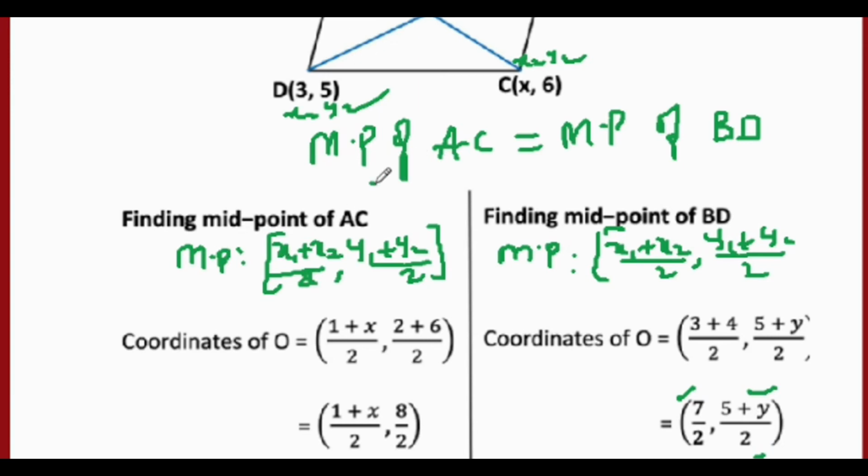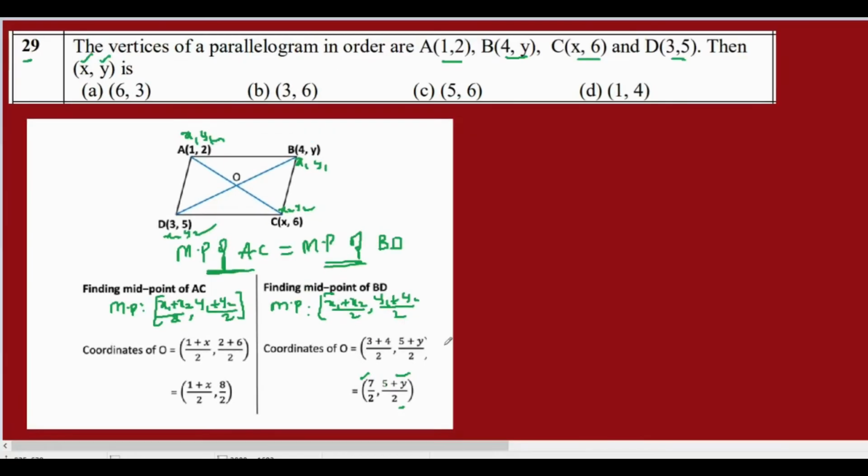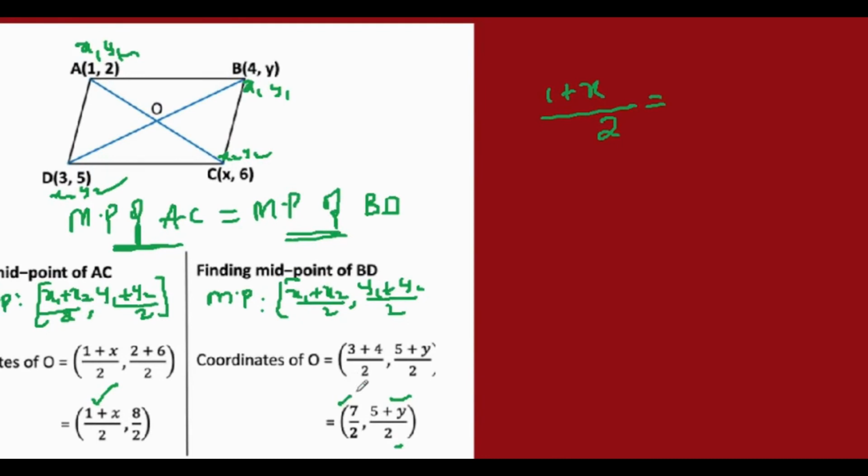So now we know that in a parallelogram the midpoint of AC will be equal to the midpoint of BD. Now we will equate the x coordinates and y coordinates. The x coordinate here is (1 plus x) by 2 and the x coordinate of BD will become 7 by 2. 2 gets cancelled. 1 plus x is equal to 7. x is equal to 7 minus 1, which is nothing but 6.